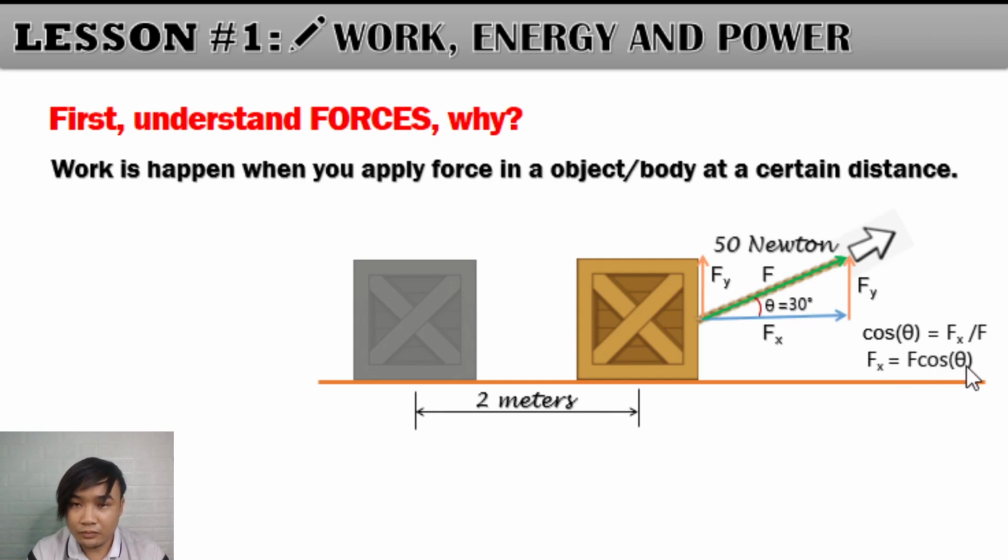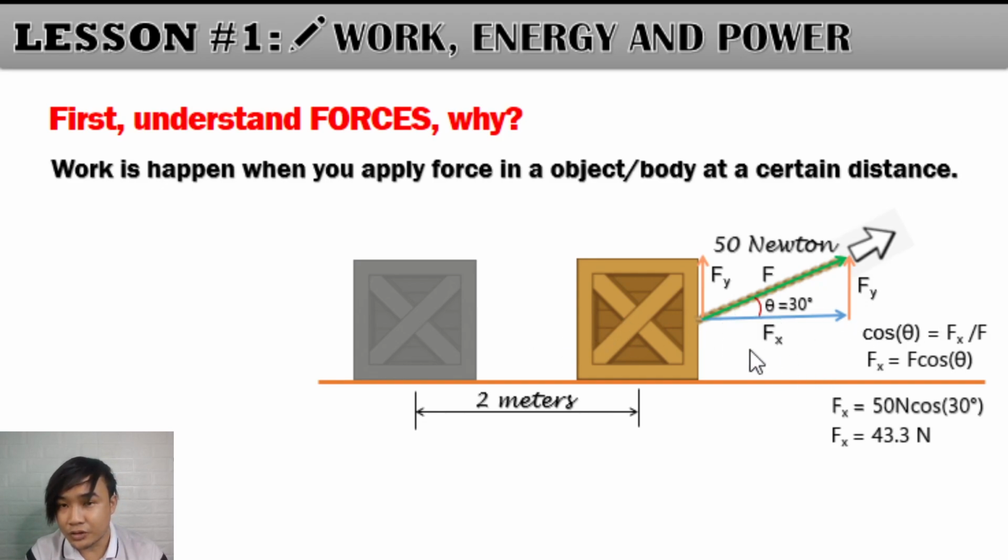30 degrees. Para mahanap natin yan, ang i-substitute lang natin yung value ng F, which is 50 Newton, then yung value ng theta is 30 degrees. So, Fx is equal to 43.3 Newton. So, yun yung reason kung bakit mas mabagal siya compared sa force na horizontal. Imagine nyo, pagka 50 Newton yung buo, mas malaki yung force niya, mas mabilis niya mahihila yung crate. Na-reduce siya, 43.3 na lang nag-move sa kanya in terms of force in horizontal.